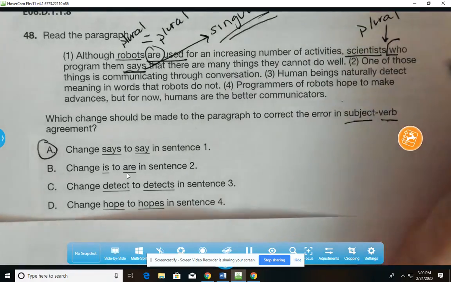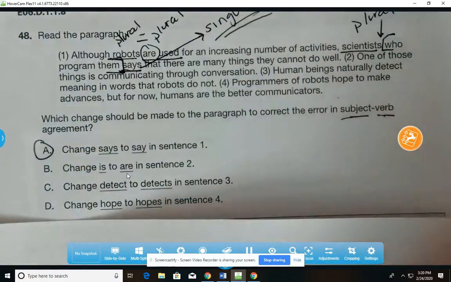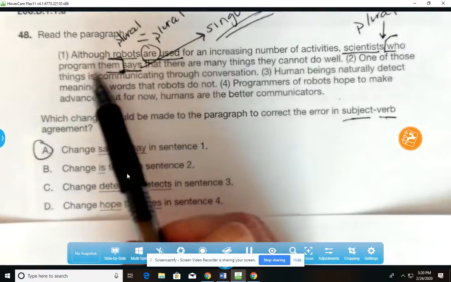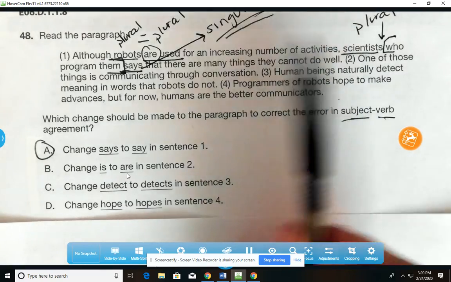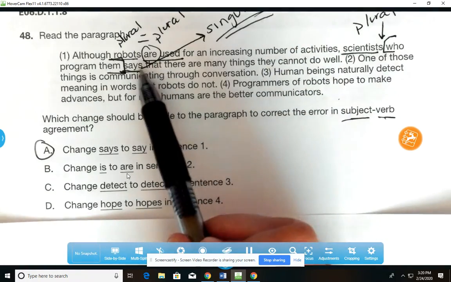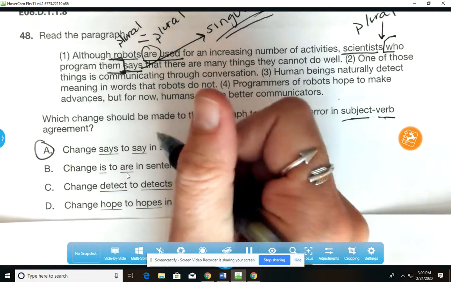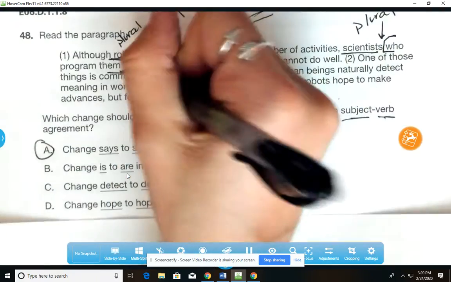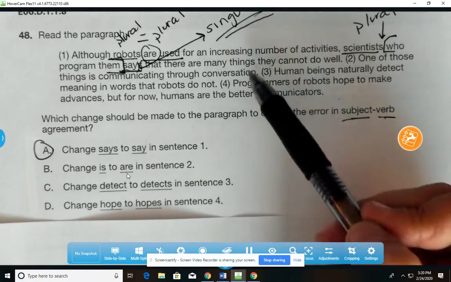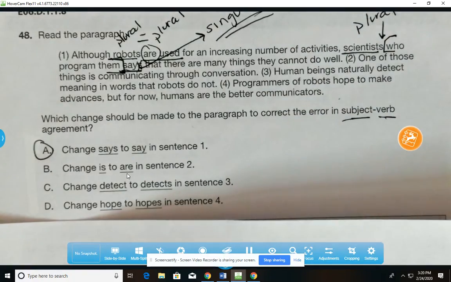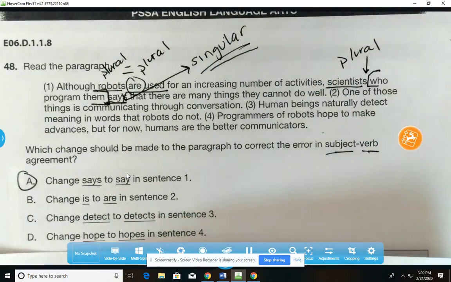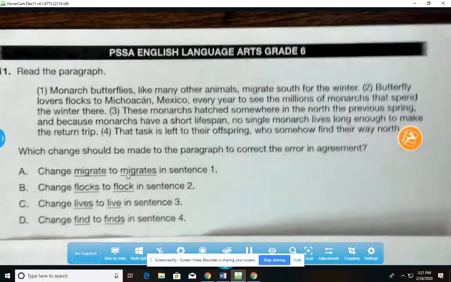Sometimes the clause right here, who programmed them, is where you're going to get a mistake in subject-verb agreement, whenever you have extra phrases or clauses that are separating the subject from the verb. Sometimes we'll make mistakes in noticing whether they match up. So this word needs to be say because of that. We need to get rid of that S because this is a plural verb and we need to make sure it's plural to match the scientists. Obviously the rest of the subjects and verbs, in fact, agree. So let's do another practice.